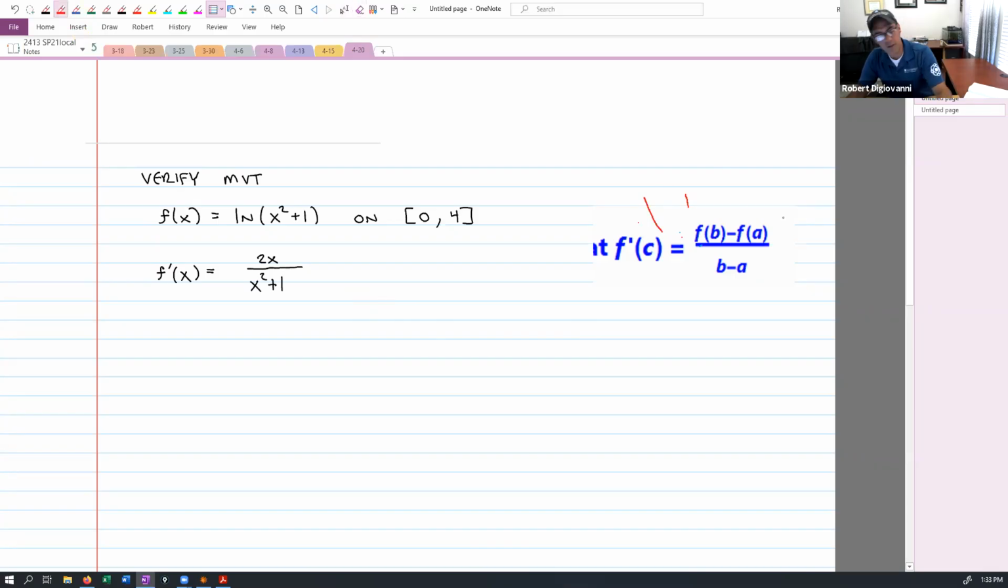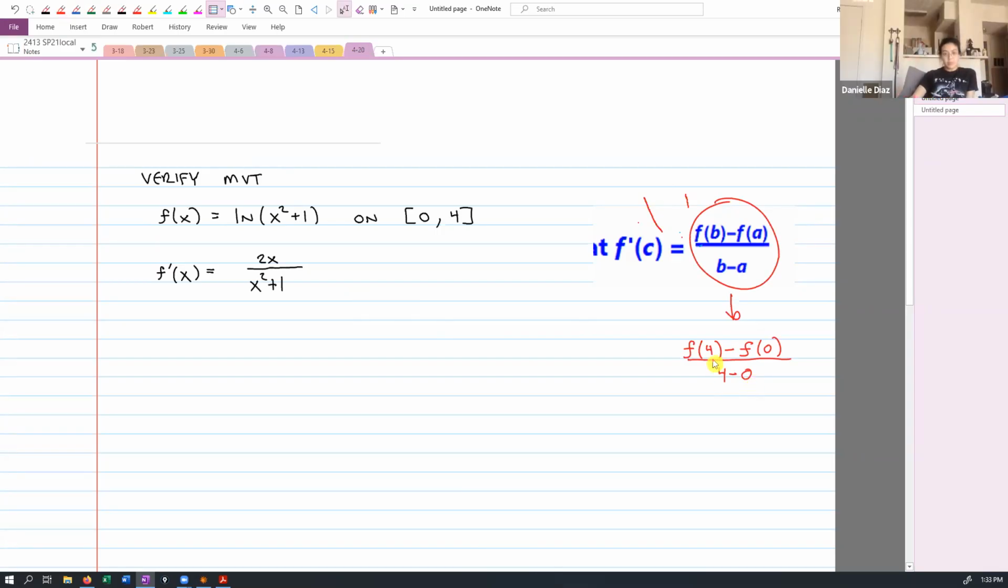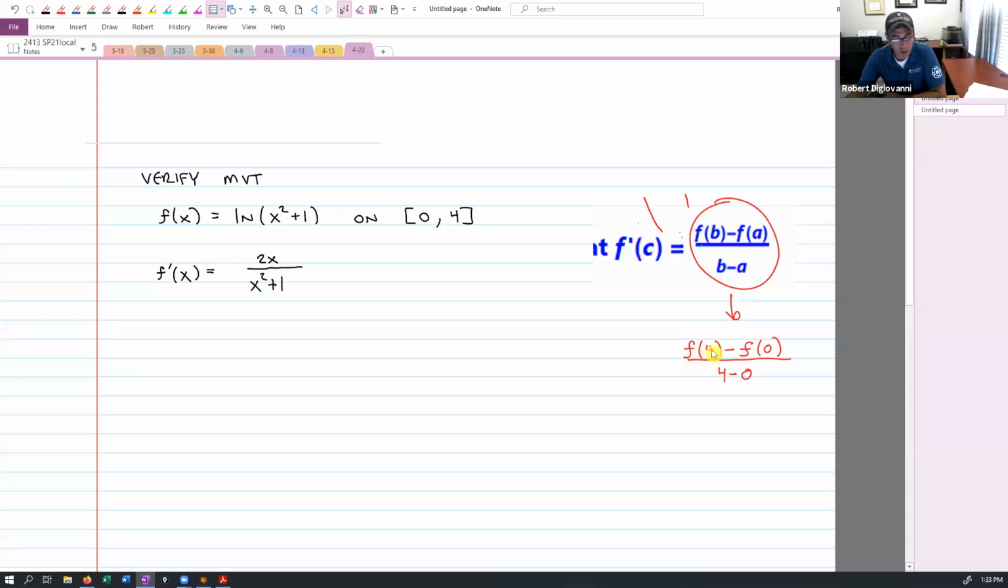So let's figure out what this side is first. For us, that'll be f of 4 minus f of 0 over 4 minus 0. Yes? Okay, so now at this point, we're going to have some weird numbers here. When you plug 4 into the original function, 4 squared is 16, plus 1 is 17. Natural log of 17 is going to be the top left corner. Minus, now let's plug in 0. 0 squared is 0, plus 1 is 1. And so we get natural log of 1. And then all of that over 4.